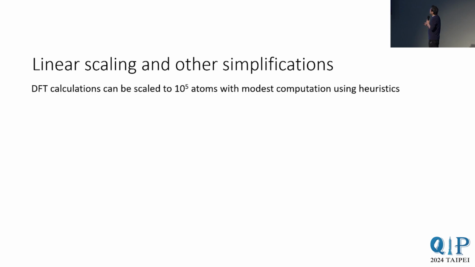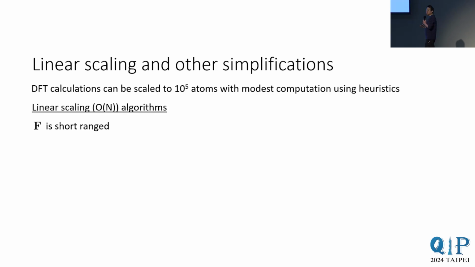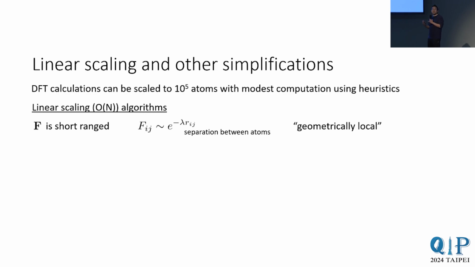So as I'll say here, you can scale to actually much, much larger problems with only modest computation if you use these additional heuristics. And the basic idea is that the Hamiltonian is short-ranged. If you think of its matrix elements in a single particle basis, remember this is just a matrix of dimension of the single particle basis, typically the matrix elements decay exponentially when the atoms are separated. If you think about atoms far away, from a complexity perspective, you would say that this is a geometrically local Hamiltonian.